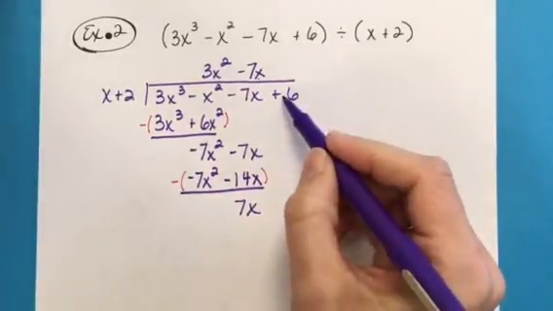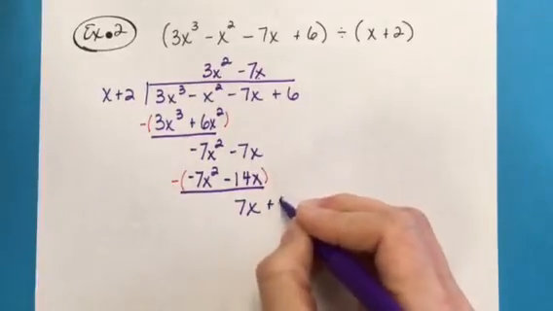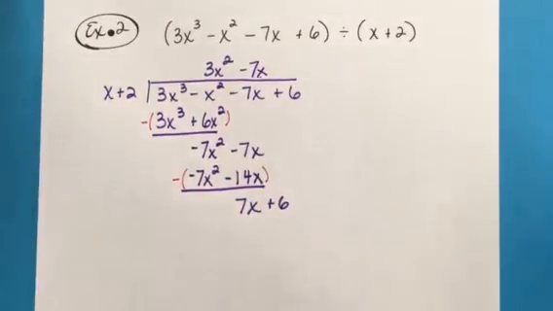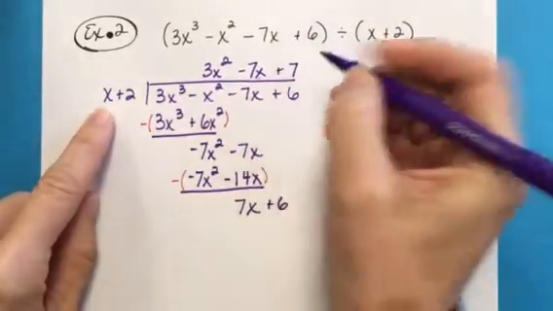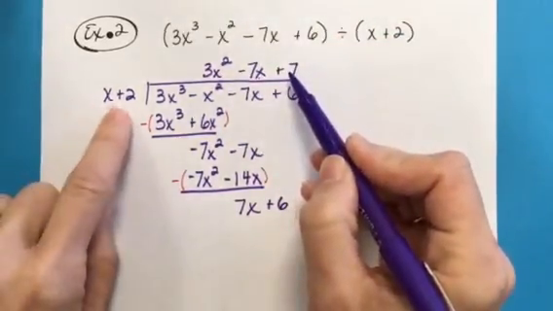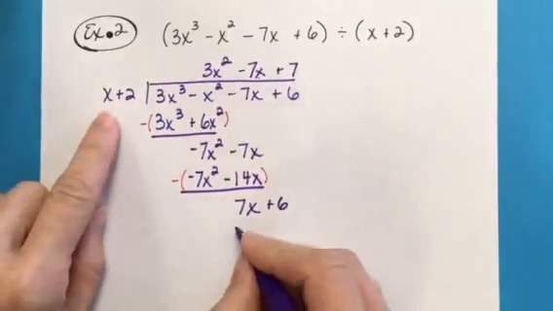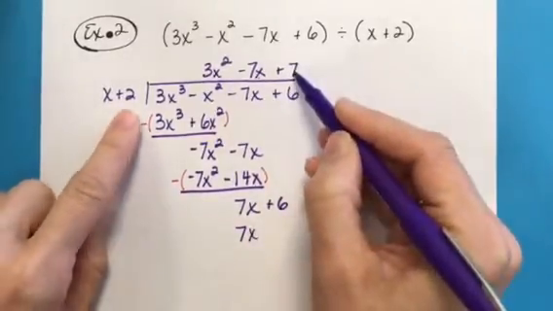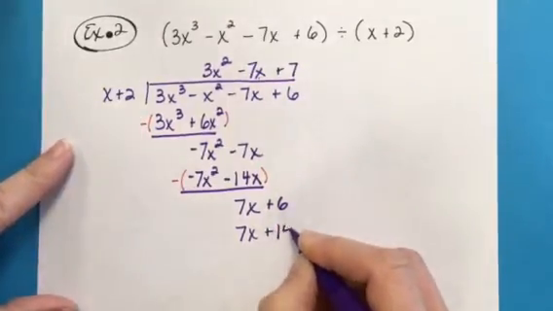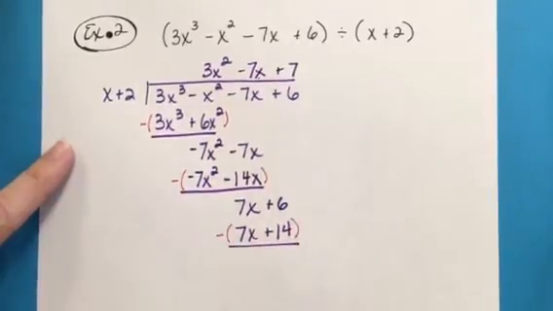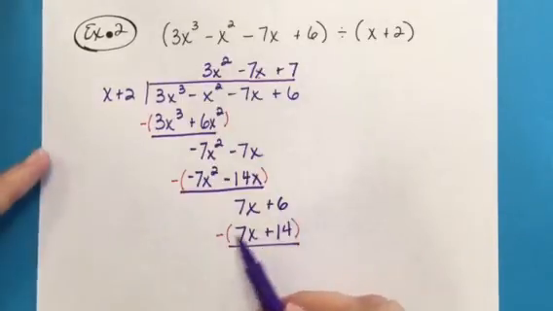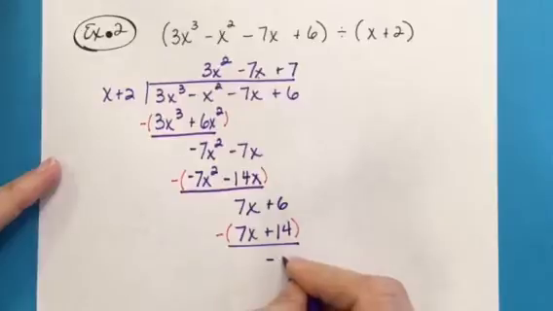Okay, we got one more term to bring down. So we've got to bring down the plus 6. Okay, so now what do you need to multiply the x by to get 7x? And that would just be a positive 7. Okay, so now positive 7 times both terms out front. So 7 times x is 7x. And 7 times 2 is 14. And we subtract. So 7x minus 7x is 0. And then I have 6 minus 14, which will give me negative 8.